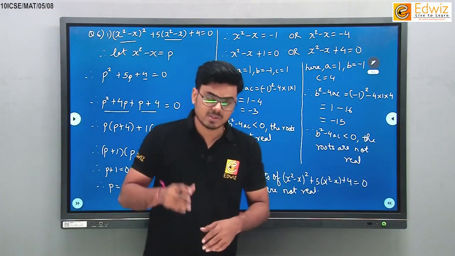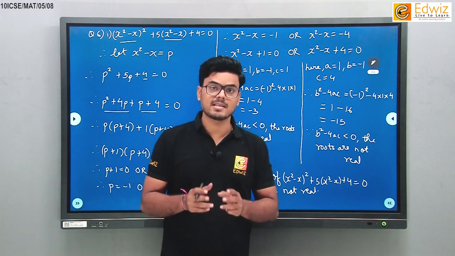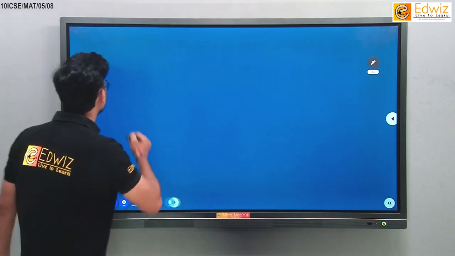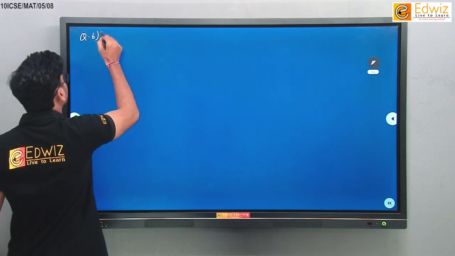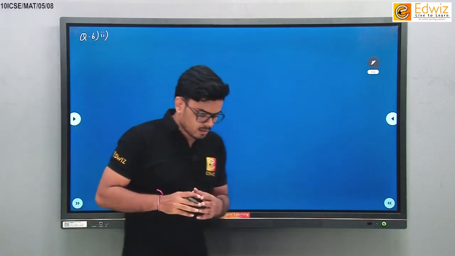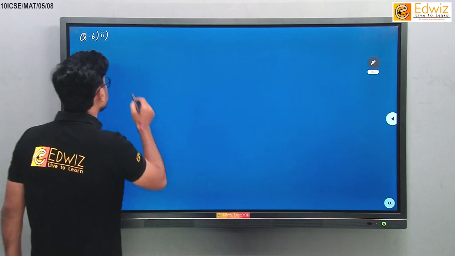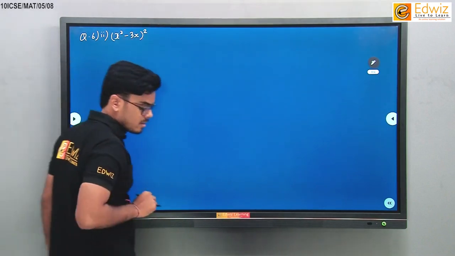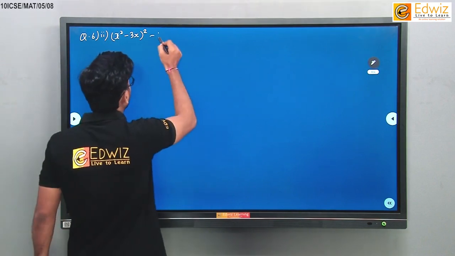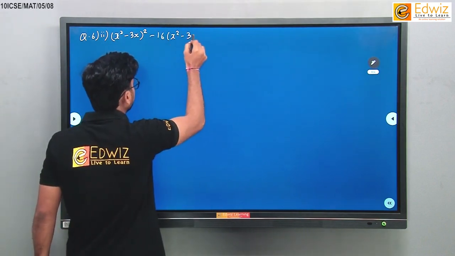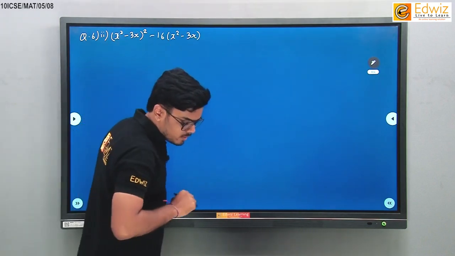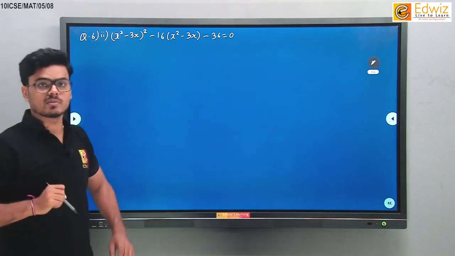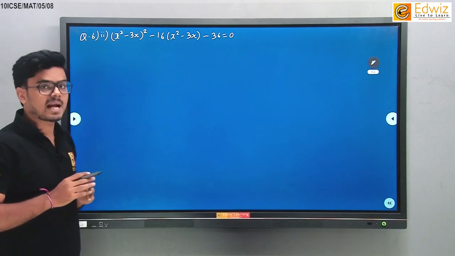Okay students, moving on to the second sub question here, question number 6, second one. x square minus 3x the whole square minus 16 multiplied by x square minus 3x minus 36 equal to 0. Very similar question to the previous one. Okay? Here you can see both the brackets are same.